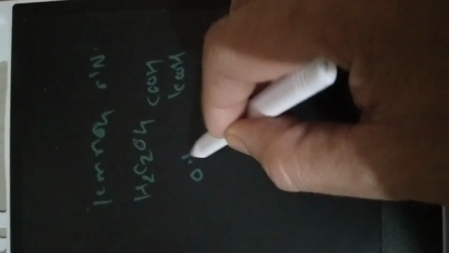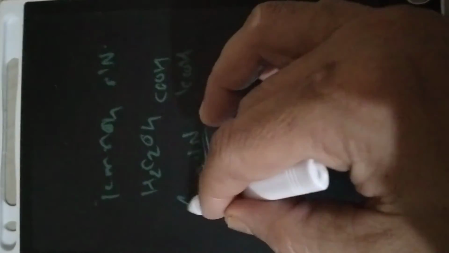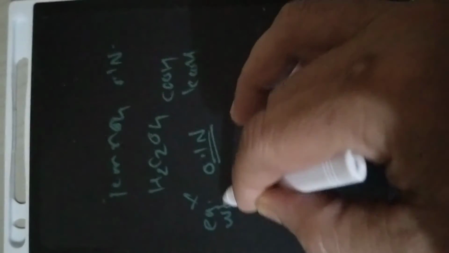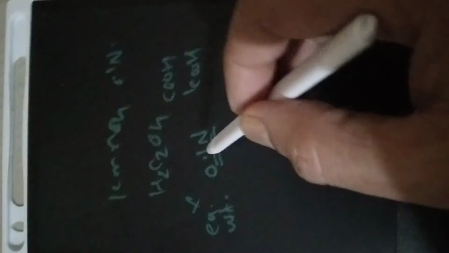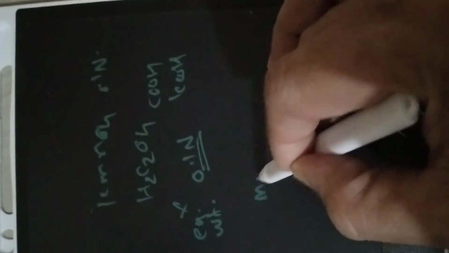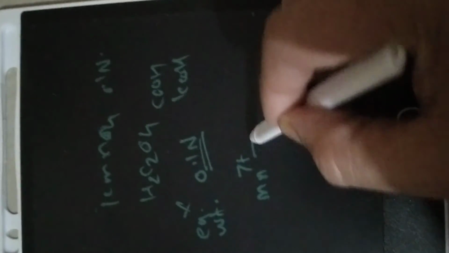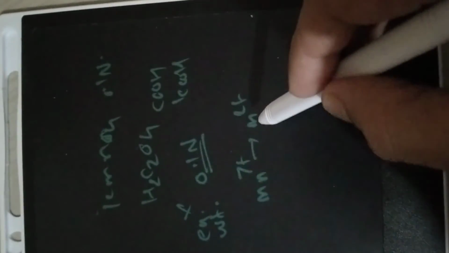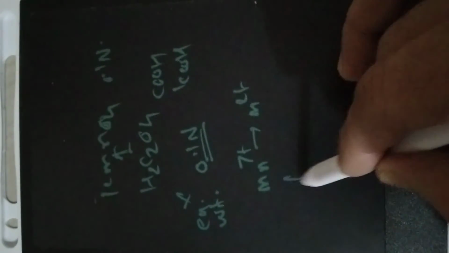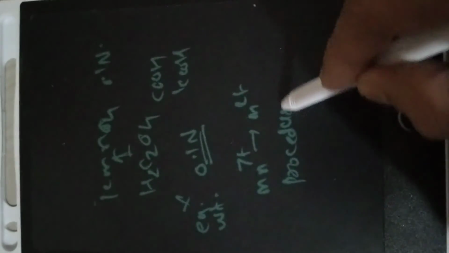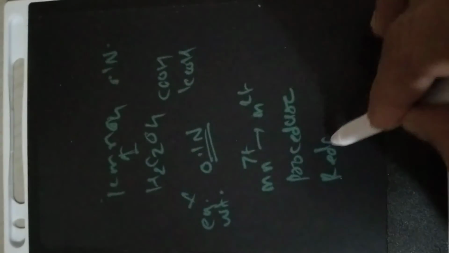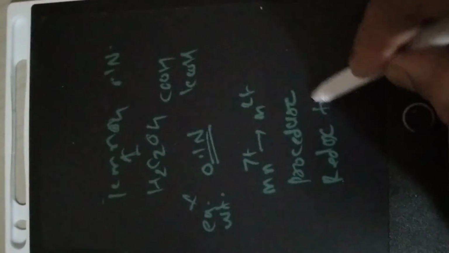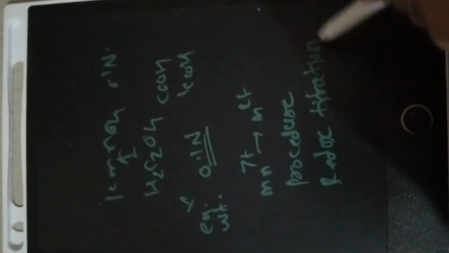Then it has the correct normality, that is 0.1 normal. What amount of the equivalent weight is taken for the preparation of oxalic acid? That will be asked. What type of oxidation state change occurs for the Mn from 7 plus to 2 plus? That will be asked. How the redox titration is performed, the procedure will be asked. This type of questions will be asked. And what is the use of this redox titration in commercial analysis? That will be asked at the time of exams when conducted orally.